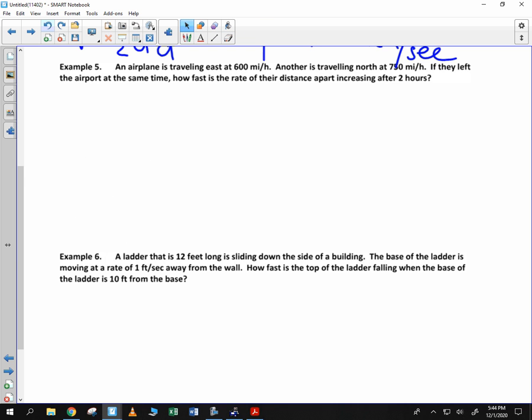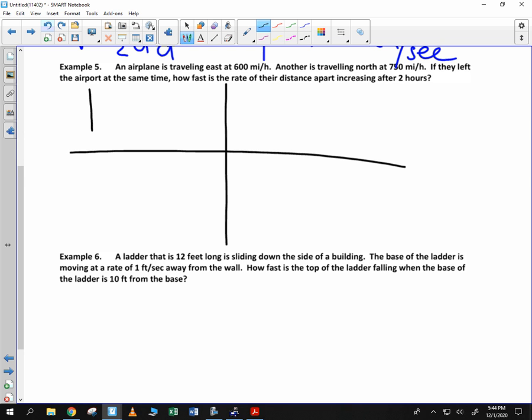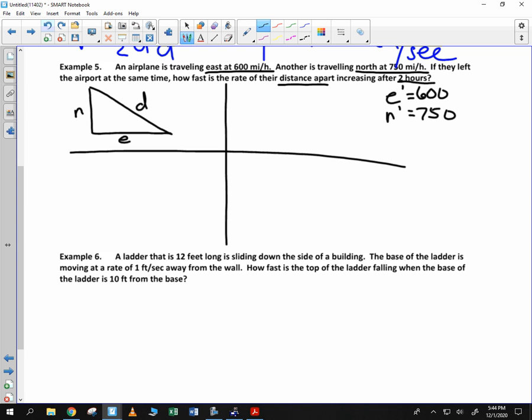Let's think about what's changing here. What's actually changing is both the east distance and the north distance and the distance apart. All three of those are changing. In fact, it says that the east rate, so E prime, is 600, and the north rate is 750. It's wondering their distance after 2 hours, the rate at which their distance is coming apart. So it's wondering D prime.